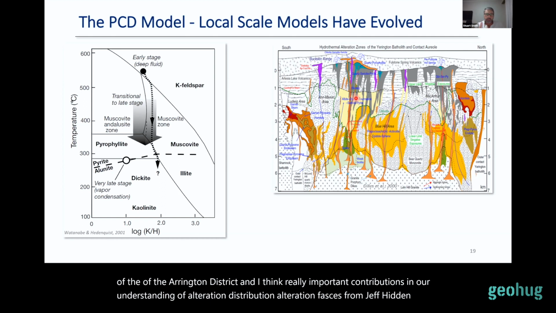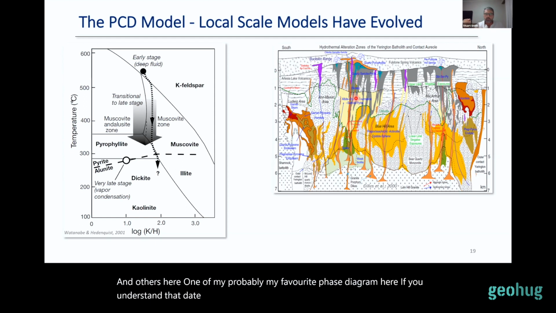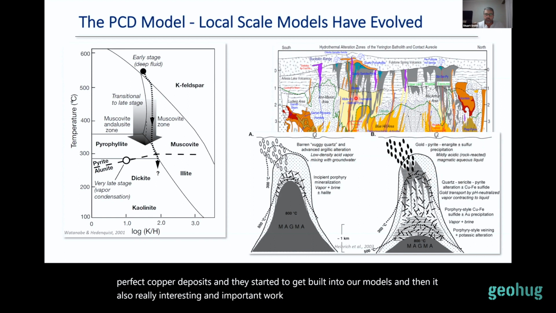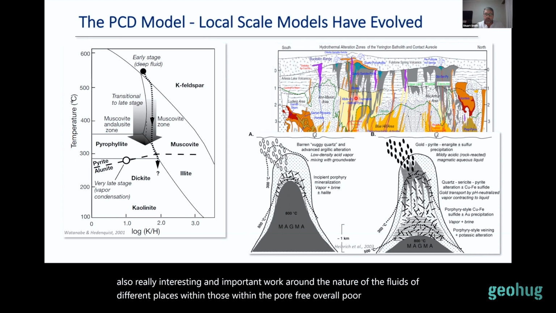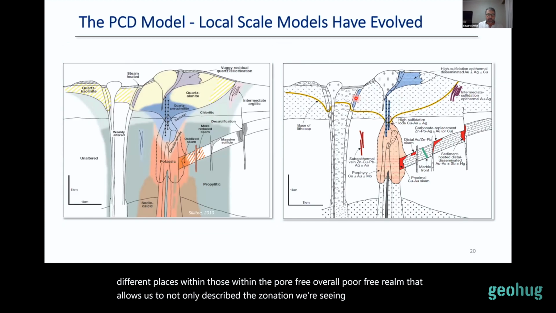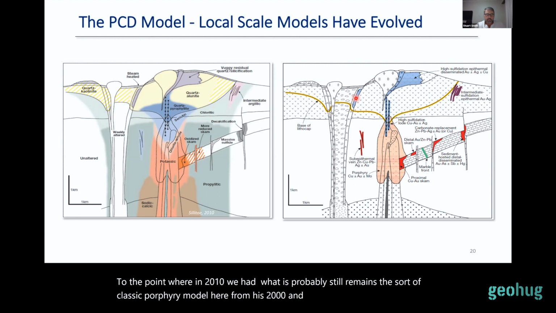One of probably my favourite phase diagrams here. If you understand that phase diagram, you understand most of the things about porphyry copper deposits. And they started to get built into our models. And then also really interesting and important work around the nature of the fluids at different places within the overall porphyry realm. That allowed us to not only describe the zonation we're seeing, but start to understand it as well. To the point where in 2010 we had Dick's, what probably still remains the classic porphyry model here from his 2010 contribution, and you still see that in many company presentations and company websites.